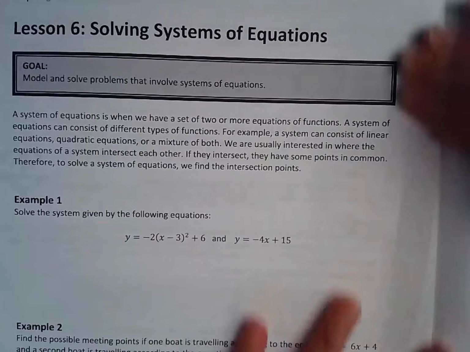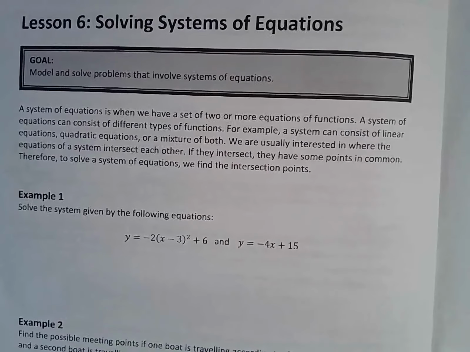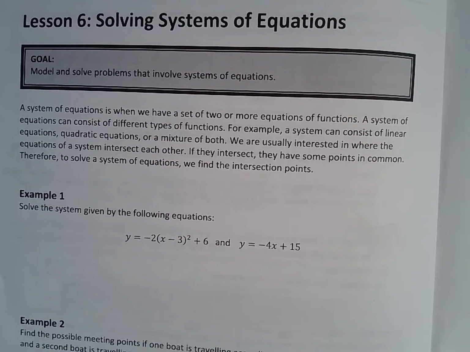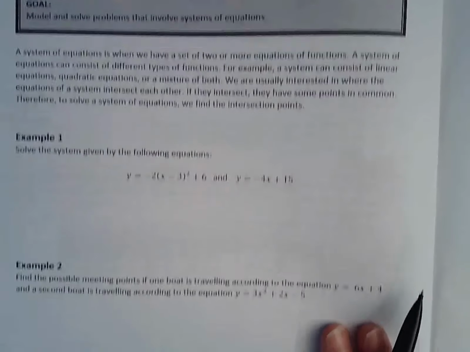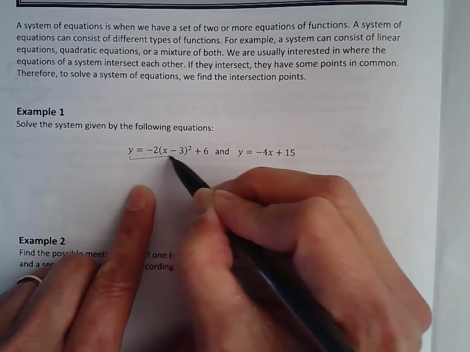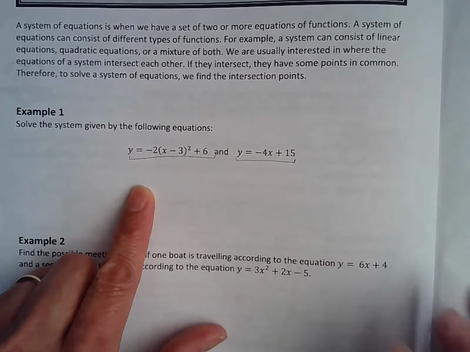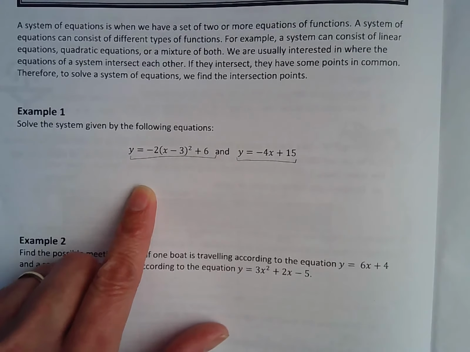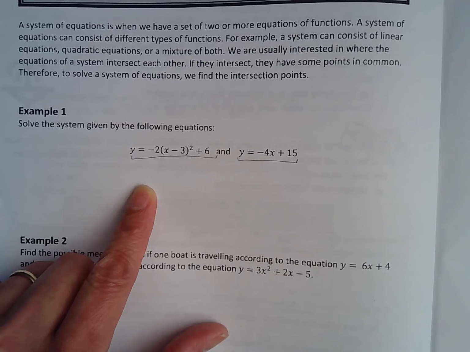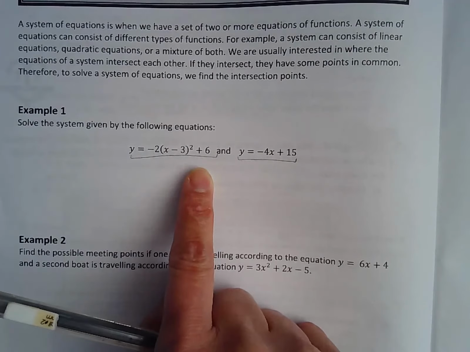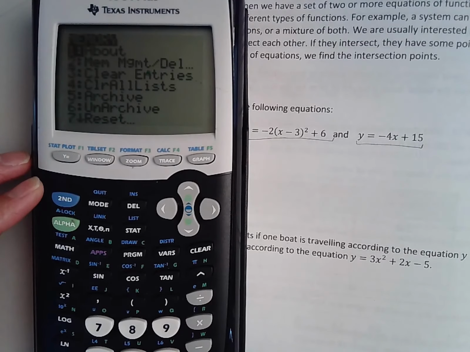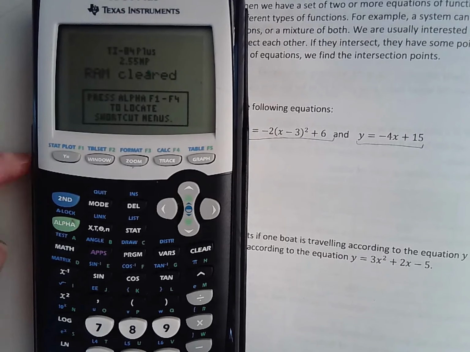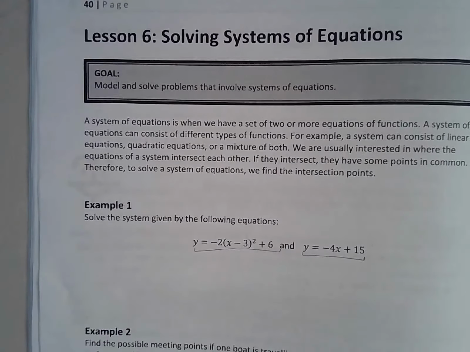We're gonna go to lesson number 6 because it's just super quick. Okay, example number 6. We're gonna get into the solving of systems of equations. We're gonna have 2 equations in here. Okay, I'm just gonna wait for a second. So we have 2 equations in here. What we're gonna do, reset everything first.